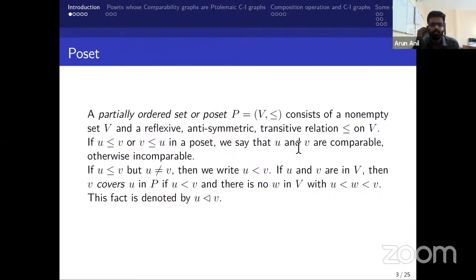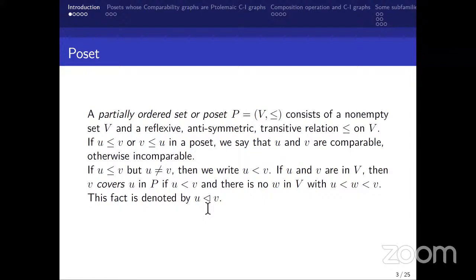If U is less than or equal to V, but U is not equal to V, then we write U less than V. If U and V are in P, then V covers U in P if U is less than V and there is no W in P such that U is less than W less than V. This is denoted as V covers U.